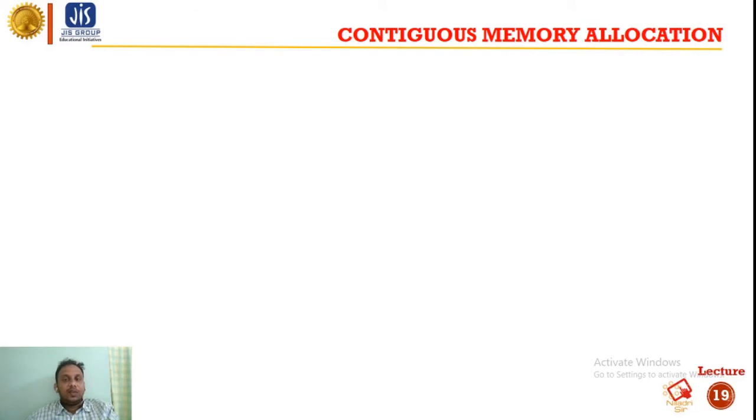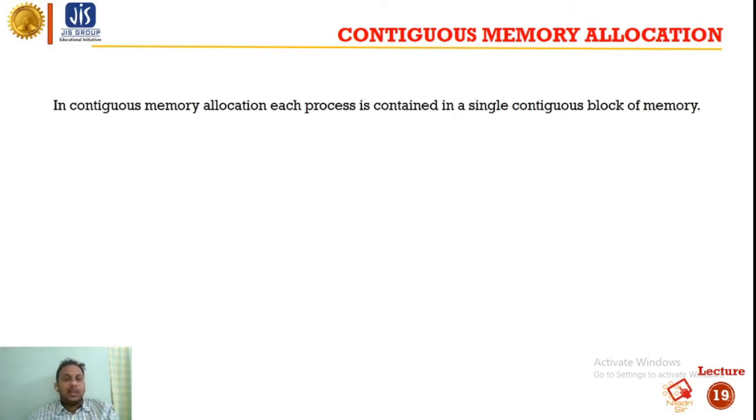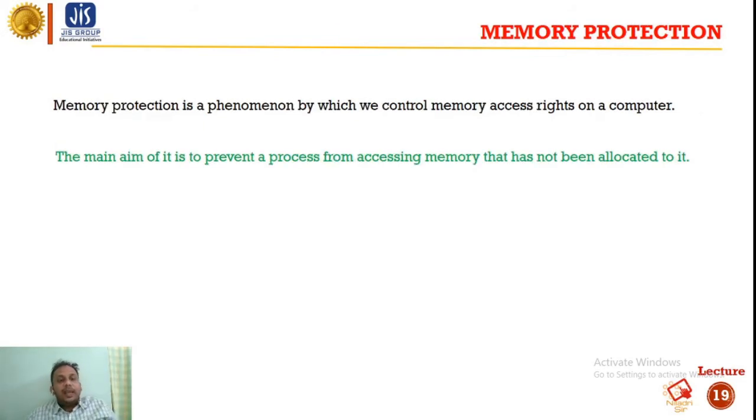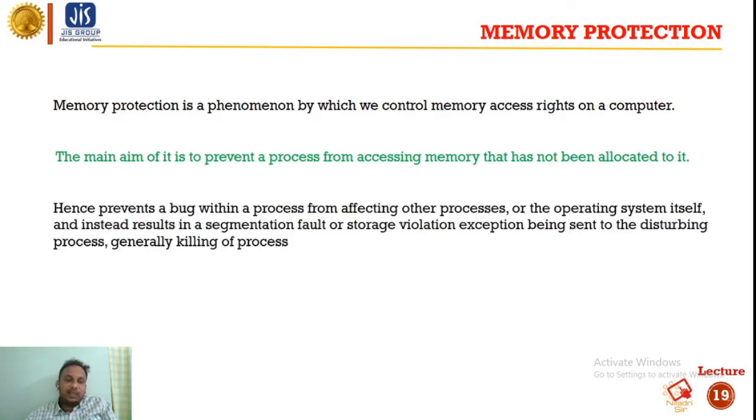So what is contiguous memory allocation? In contiguous memory allocation, each process is contained in a single contiguous block of memory. Memory is divided into several fixed-size partitions. The main aim is to prevent a process from accessing memory that has not been allocated to it. Hence it prevents a bug within a process from affecting other processes or the operating system itself, and instead results in a segmentation fault or storage violation exception being sent to the offending process, generally killing the process.